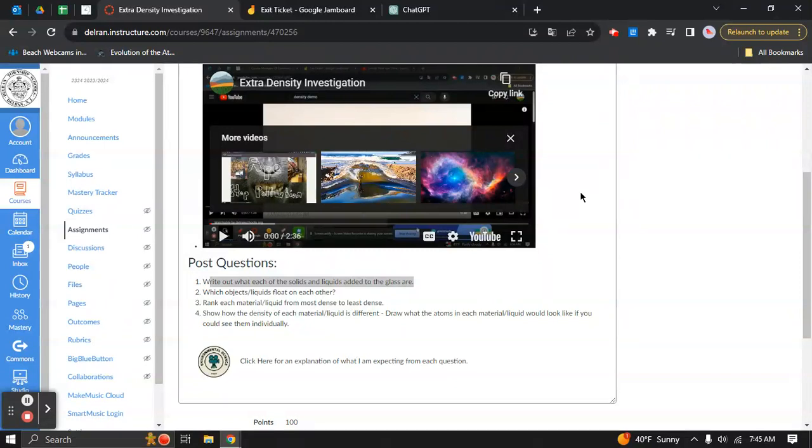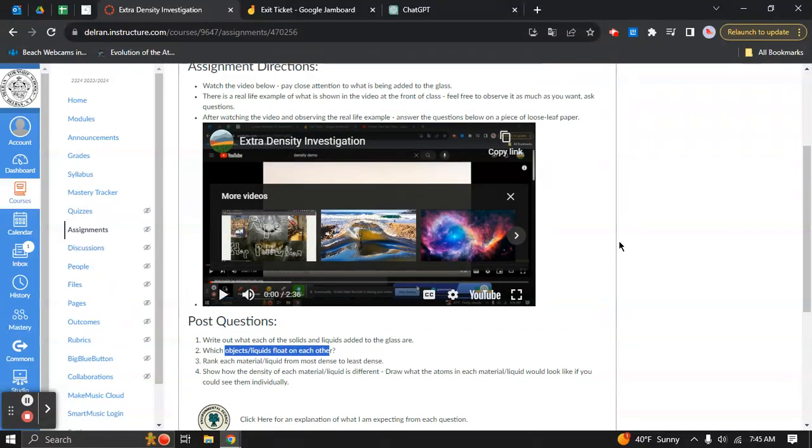For number two, it says which objects or liquids float on each other. So what floated on what? Did the syrup float on the oil? Did the grape float on top of the oil? Did it float on top of the nut? What did it do? Do it for each of them.